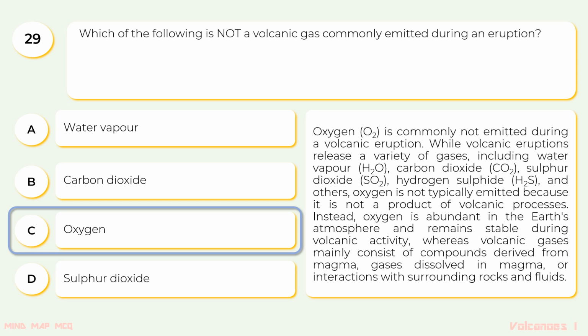While volcanic eruptions release a variety of gases including water vapor, carbon dioxide, sulfur dioxide, hydrogen sulfide and others, oxygen is not typically emitted because it is not a product of volcanic processes. Instead, oxygen is abundant in the Earth's atmosphere and remains stable during volcanic activity, whereas volcanic gases mainly consist of compounds derived from magma, gases dissolved in magma, or interactions with surrounding rocks and fluids.